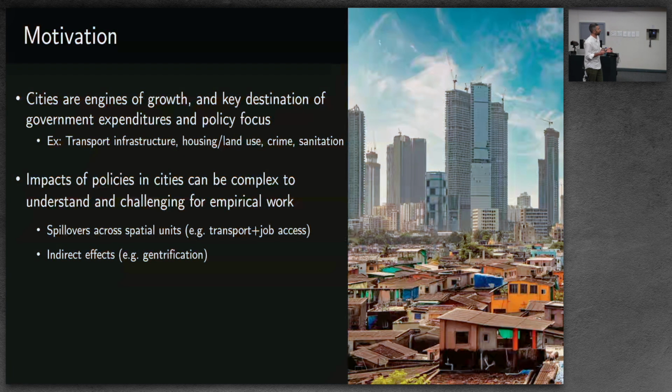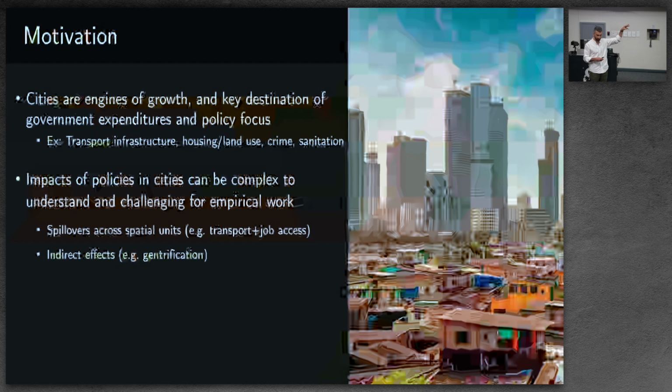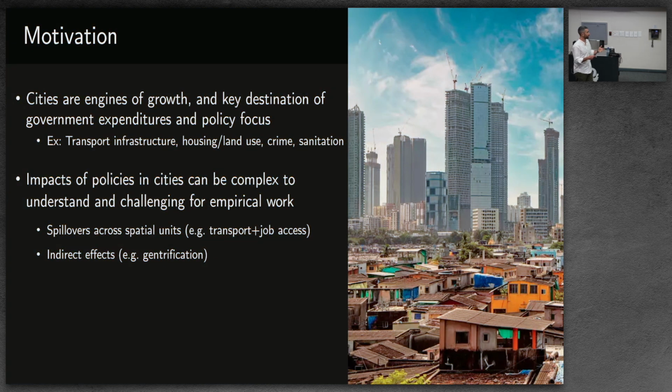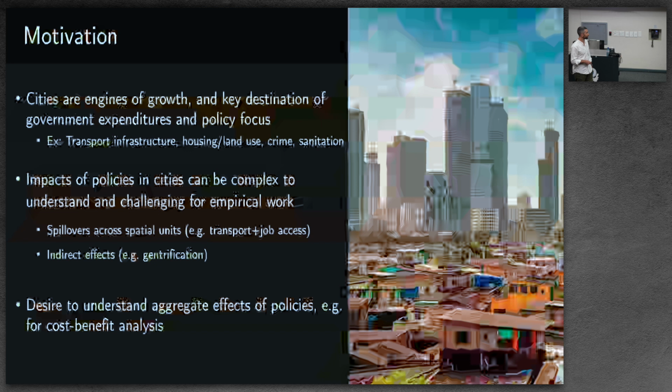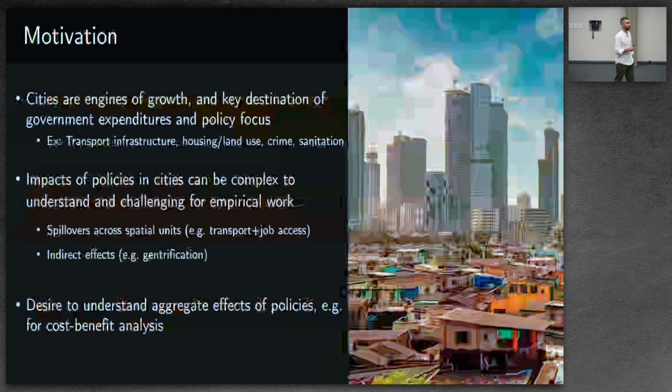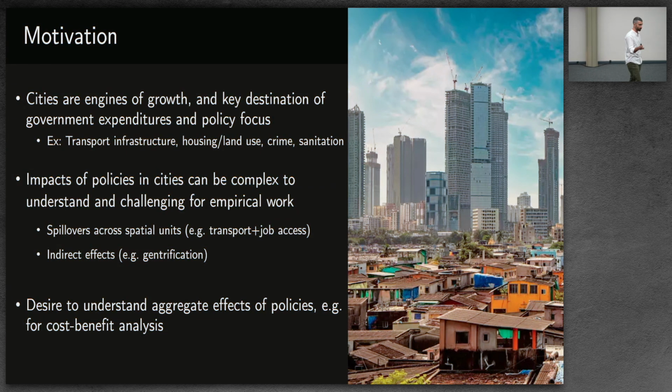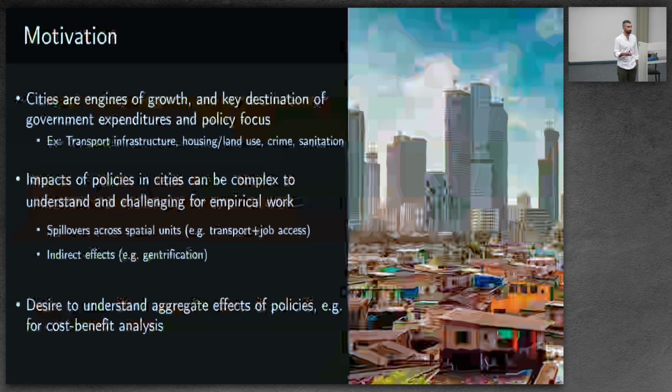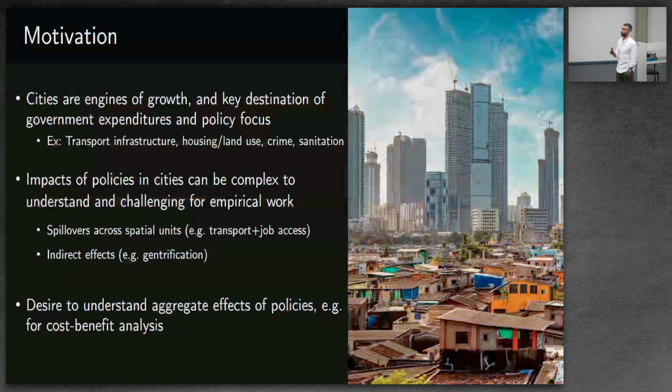So we want frameworks that can address these both empirically in the data, to understand the effects of policies and how different people are affected, and also to measure their impacts. There's also a desire, from both practitioners and academics, to have tools that allow us to understand the aggregate effect of policies. This could be useful for things like cost-benefit analysis. If you're a policymaker thinking about whether to build line A of a subway versus line B, you would ideally want a framework that allows you to measure what the effects of those two alternatives might be.